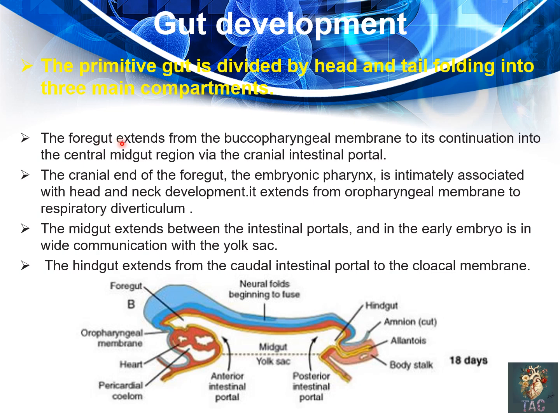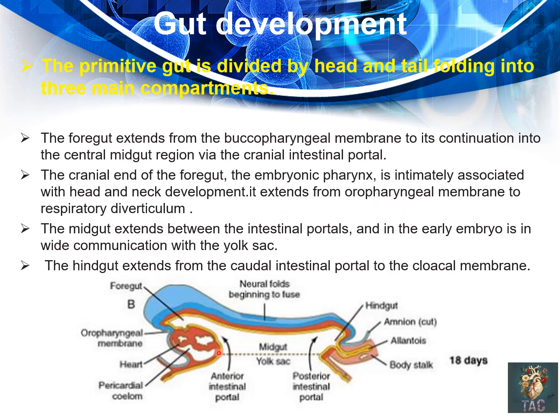The foregut extends from the buccopharyngeal membrane. Here is the buccopharyngeal membrane, and the foregut starts from here and continues into the central midgut region via the cranial intestinal portal, also called the anterior intestinal portal. The cranial end of the foregut, the embryonic pharynx, is intimately associated with head and neck development. So this area is the embryonic pharynx, and it extends from the oropharyngeal membrane to the respiratory diverticulum.